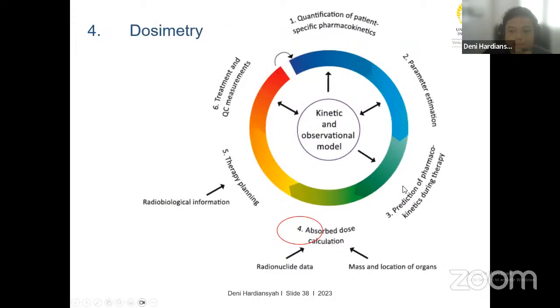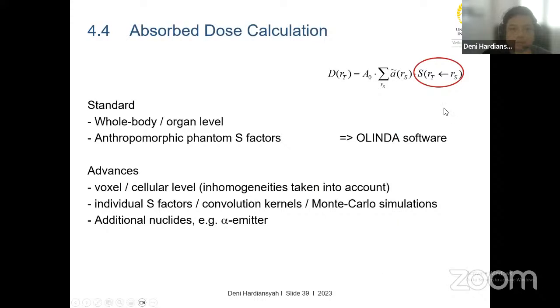And then after that, we perform the prediction, and then we calculate the absorbed dose. Here we need the S value, of course, to be able to calculate the absorbed dose, because we already have the A, right? We need to collect the S value as well. For the standard one, we can use a whole body or organ level. And here we can also use anthropomorphic phantom S factors. Here, we can use this software. The Olinda software is very famous. So we can use it for the calculation of the S value using Monte Carlo simulation.